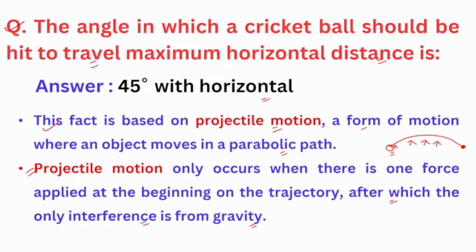Understood? So now we know what a projectile motion is and at what angle a cricket ball should be hit to travel maximum horizontal distance. So that's it for today. We have discussed most of the important questions from force and pressure.